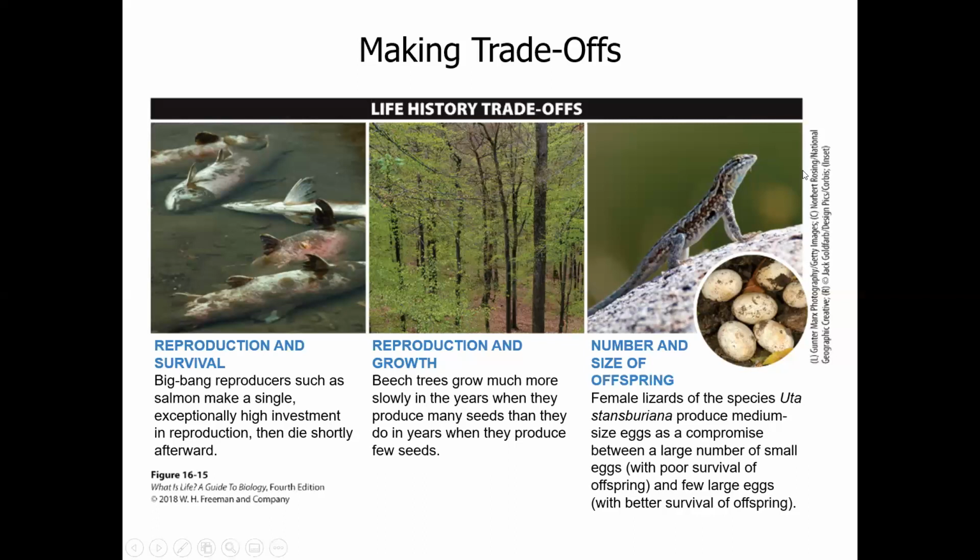And that's what these female lizards do. So they pick a middle route. They pick a middle number of eggs that are of medium size. So they invest some energy into the number of offspring, but also some energy into making sure those offspring are of quality and will actually survive.